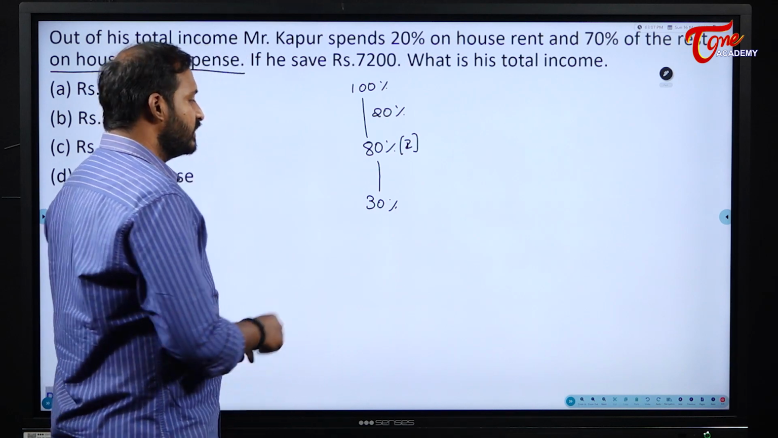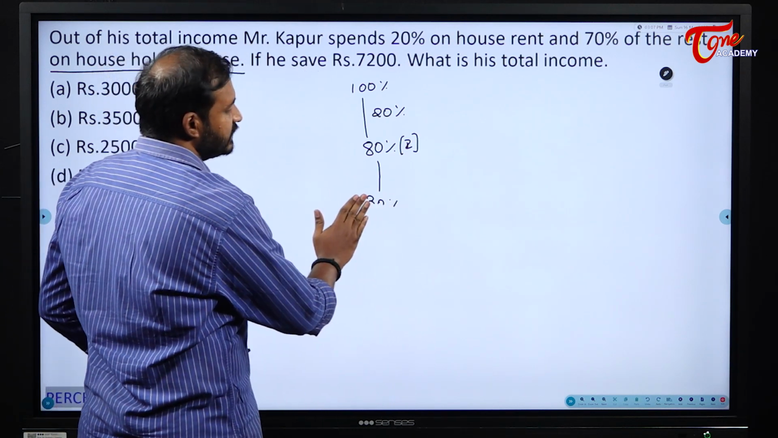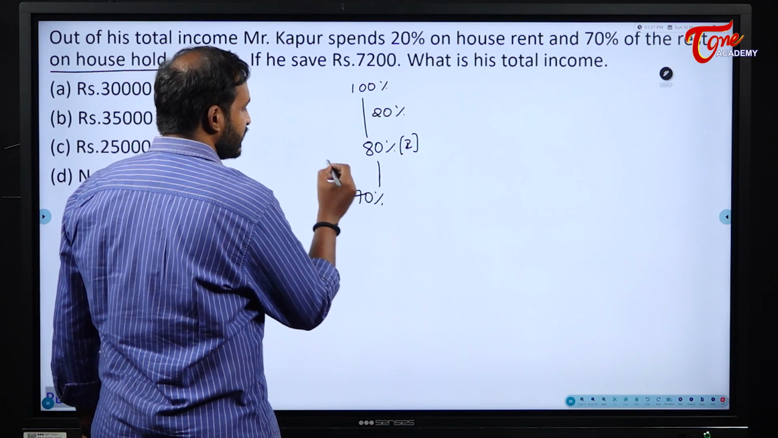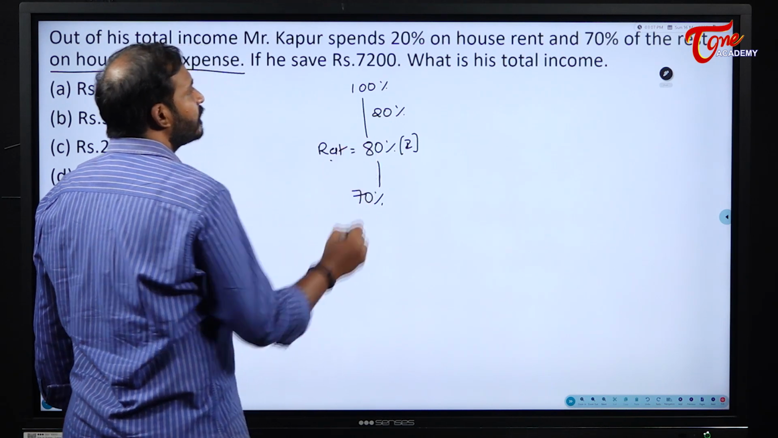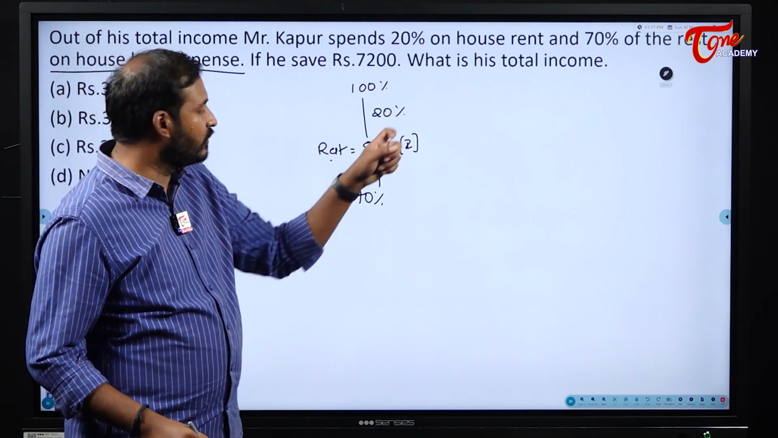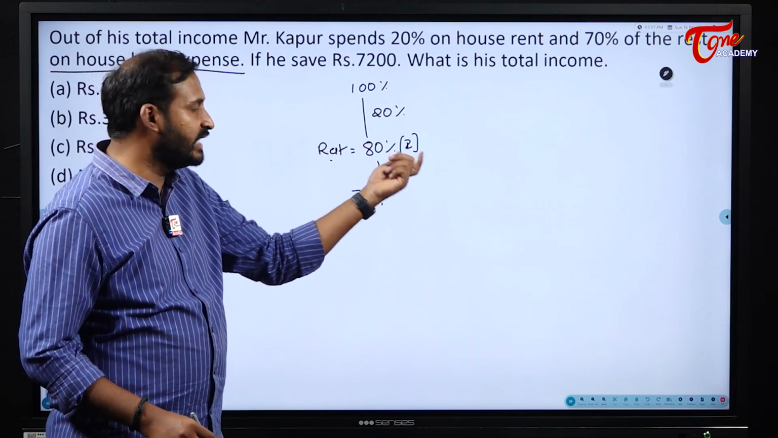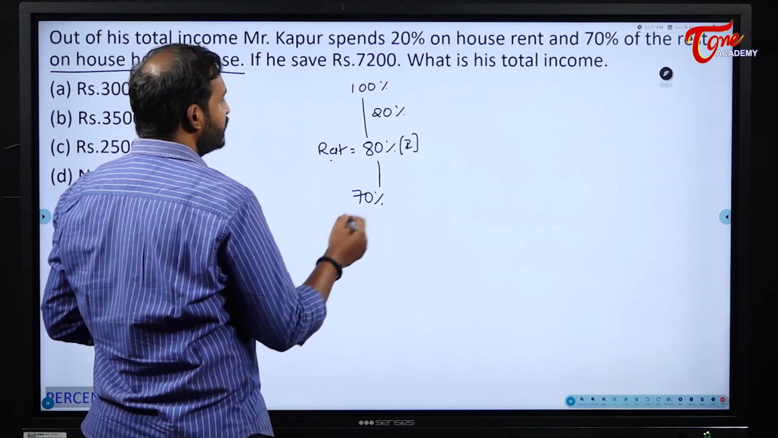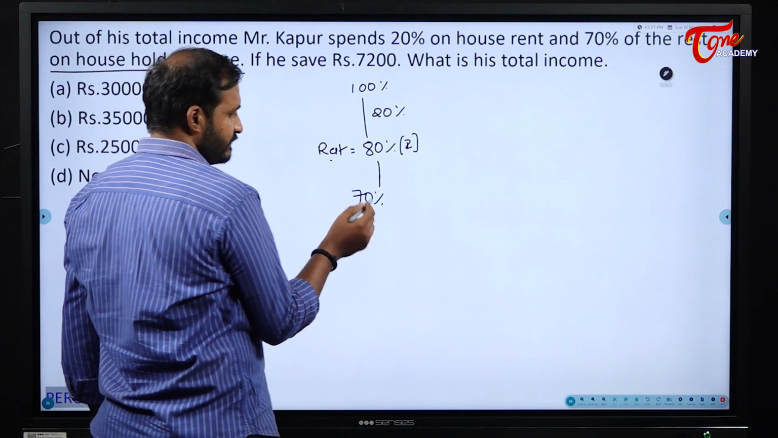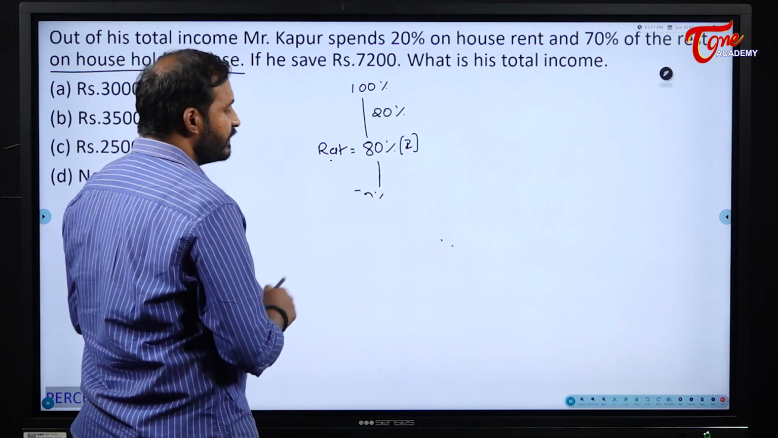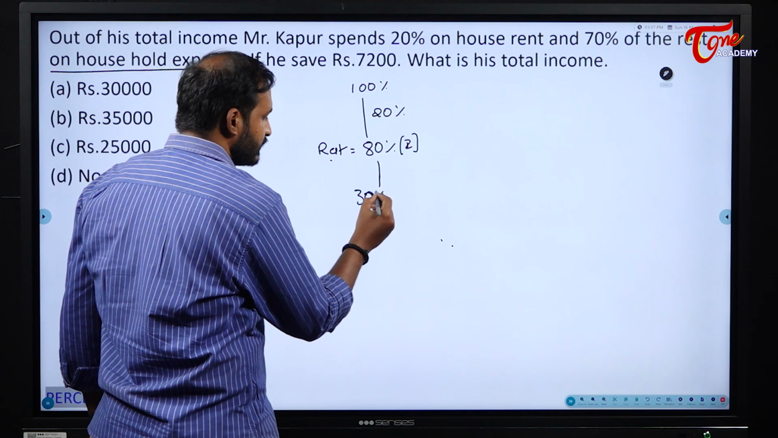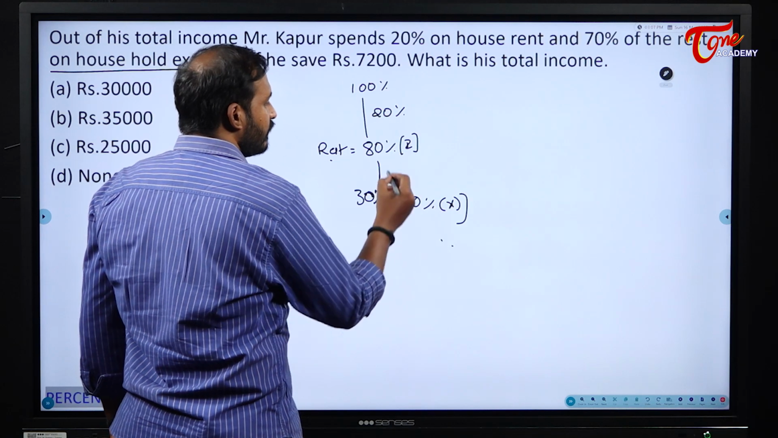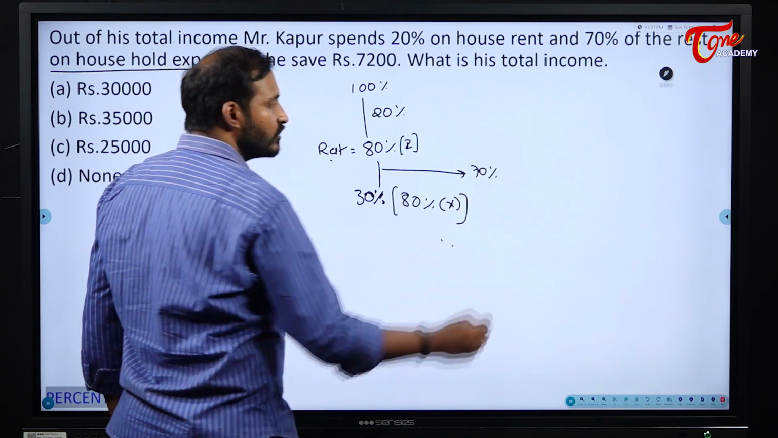After spending, or else if you want to write like this, we will write the expenditures only, no problem. He will spend what? 70% of this rest. Now, after spending 20% on house rent, he will be left with what? The rest value is 80% of income. This is house rent. Next, he will spend 70% of this on what? Household expenses. So, after spending 70%, he will be left with what? 30%. 30% of 80% of X. Why? Because he will spend 70% on household expenses.